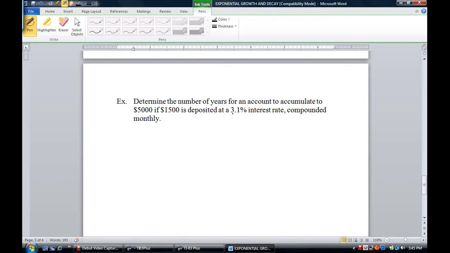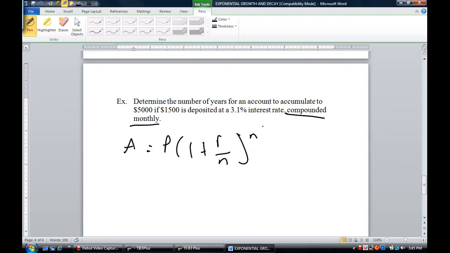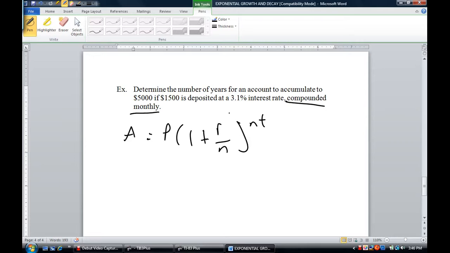We're going to determine the number of years for an account to accumulate to $5,000 if $1,500 is deposited at a 3% interest rate, compounded monthly. This has the keywords I need to see for me to use this formula: A equals P parentheses 1 plus r over n to the nt power. And I have everything I need. Compounded monthly means that's 12 times in a year.